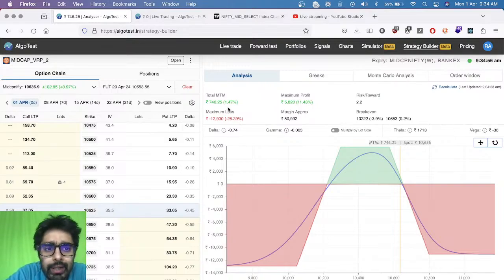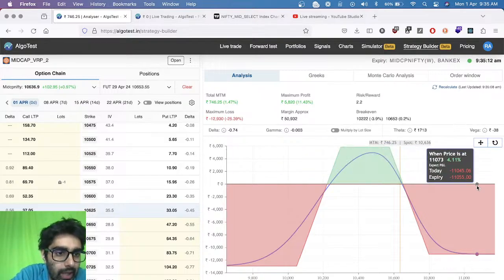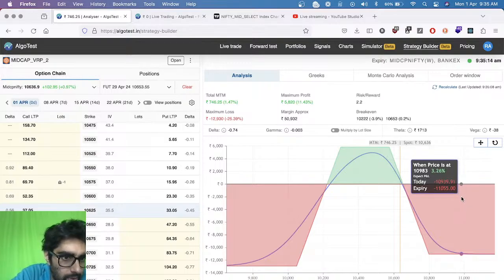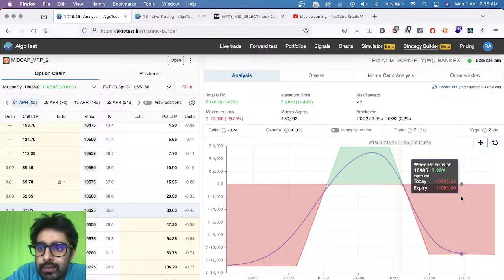The idea behind buying the wings was not for margin benefit, but to cap our maximum loss. The maximum loss we had on the downside was a little over 12,000 rupees, and the maximum loss we had on the upside was, as you can see, 11,000 rupees. All right, so that's the core of the strategy.